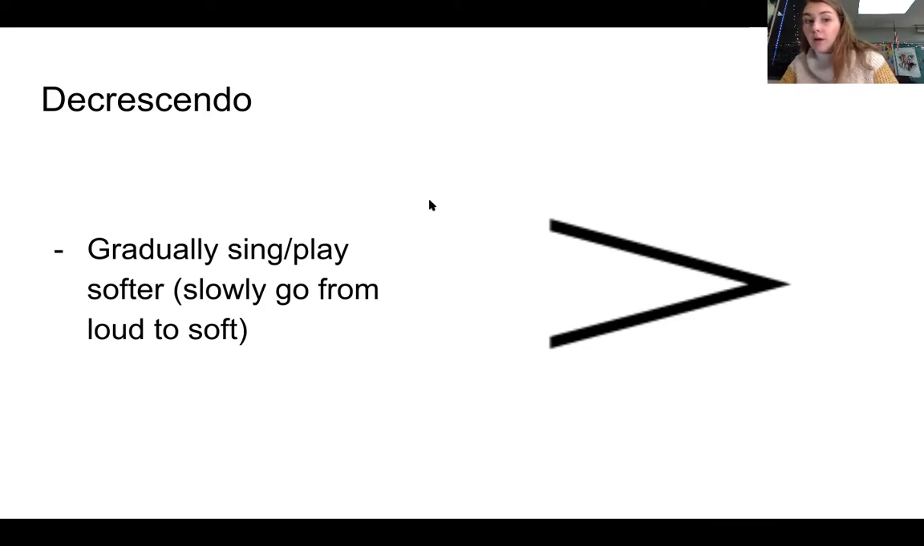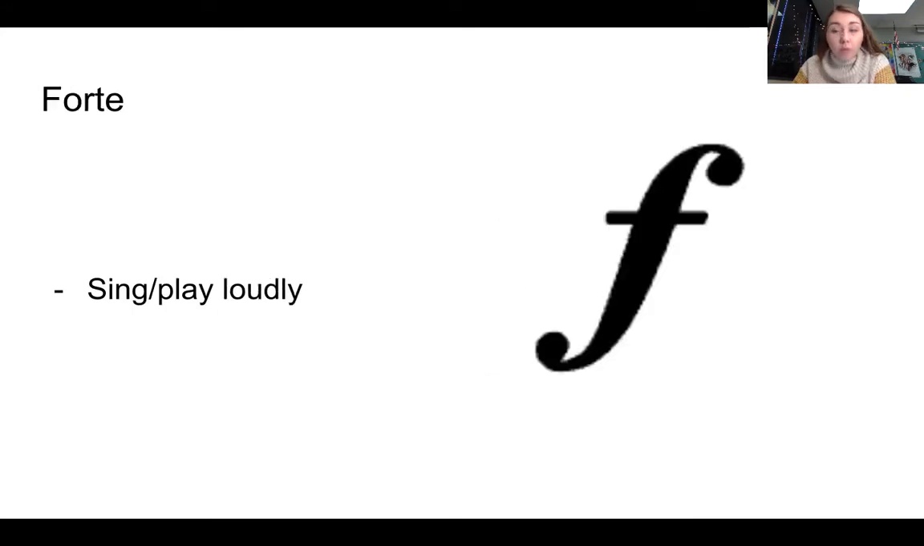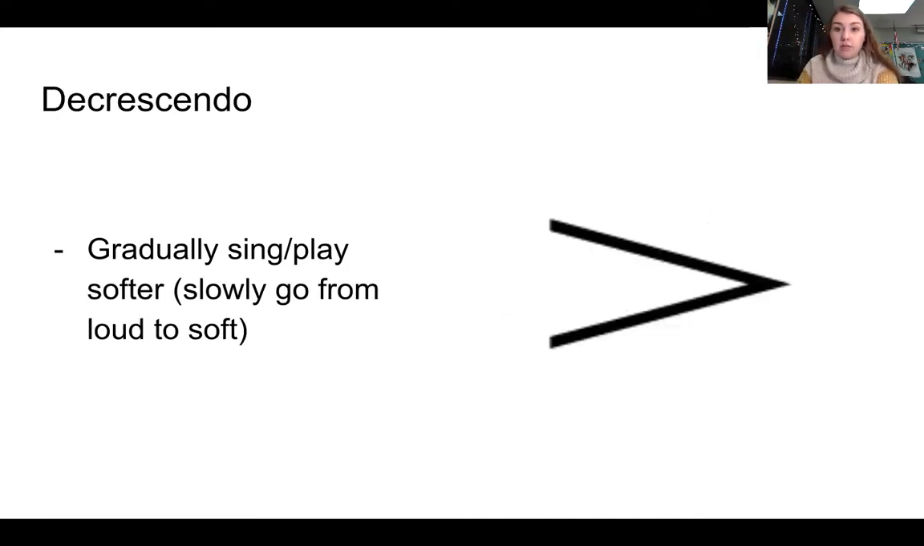Okay, so let's review these again real quick. Piano, sing soft. Forte, sing loud. Crescendo, gradually sing louder, so start soft and get loud. Decrescendo is the opposite. Start loud and gradually get soft.